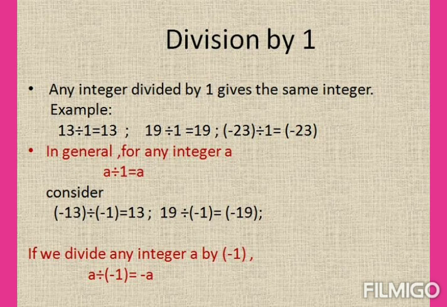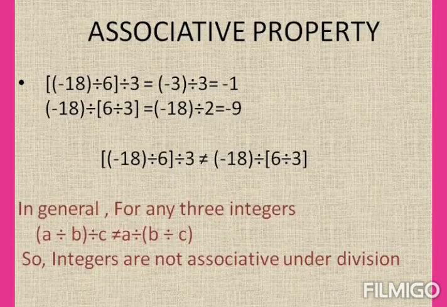Now consider minus 13 divided by minus 1. Here both are negative integers, so the answer will be positive. So plus 13. Next, 19 divided by minus 1 is equal to minus 19. If we consider this, when we divide any integer by minus 1, then a divided by minus 1 is minus a.